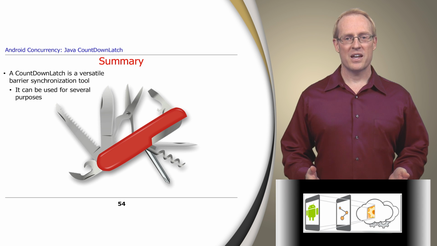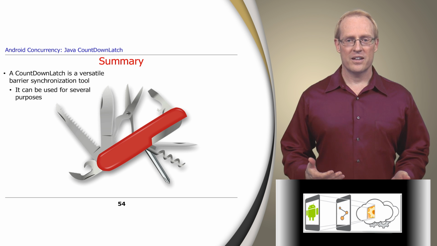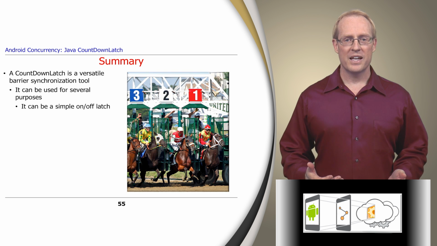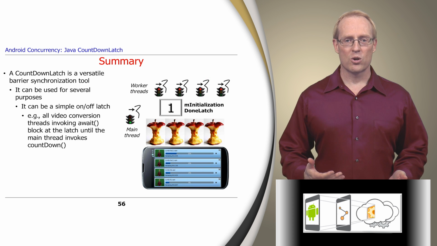In summary, a Java countdown latch provides a versatile barrier synchronization tool that can be used for several purposes. If it's initialized with a count of 1, it serves as a simple on-off latch. For example, in our earlier video conversion example, all 4 threads that invoke await block on the initialization done latch until the main thread invokes countDown.